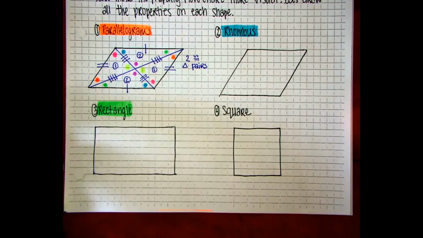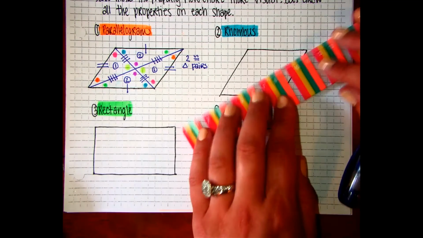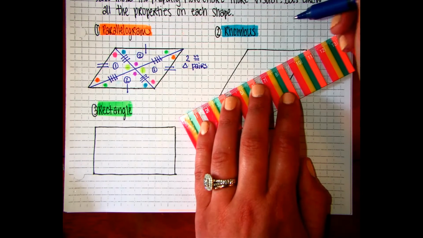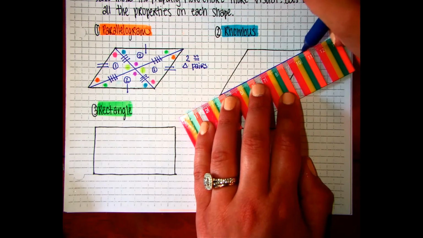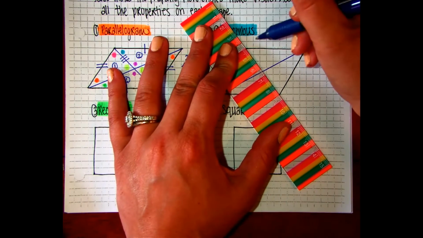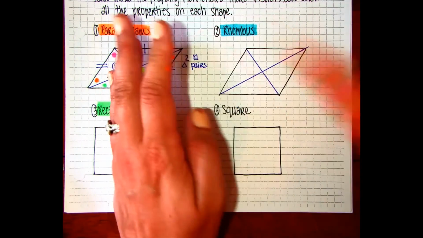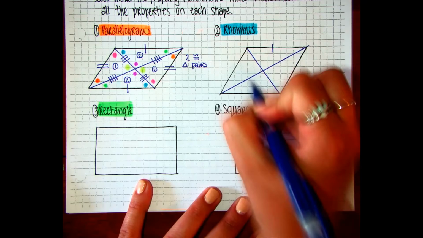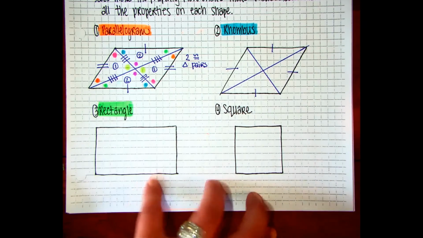Rhombus. So for rhombus, again, we're going to draw our diagonals. And this is just to help you visualize what all of the properties kind of together are. It makes it a lot easier. So for rhombus, the first thing that we know in a rhombus is that our opposite sides are all equal. So equal, equal, equal, and equal.